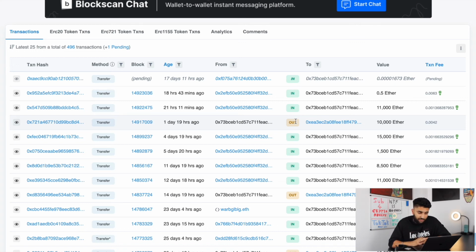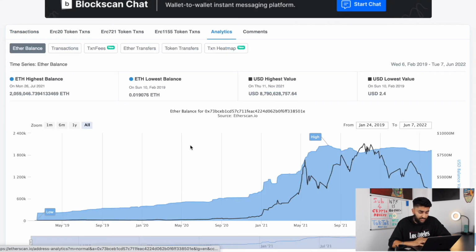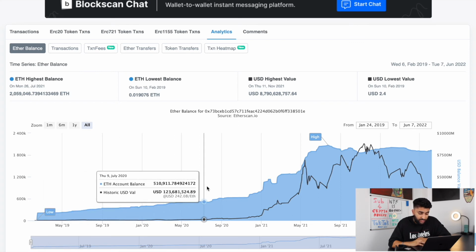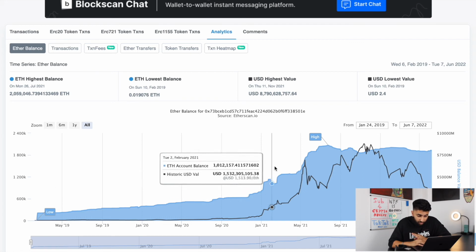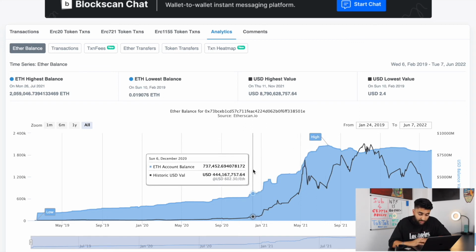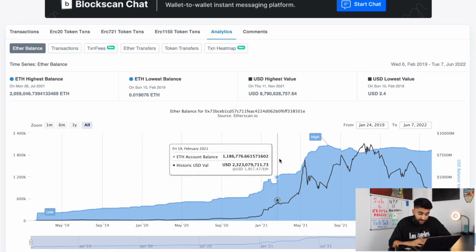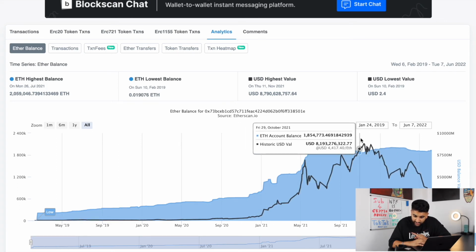Now this might look like a lot of data to take in, and it is, but to make it easier we can go up here to the analytics tab, and this analytics tab shows us a graph of their holdings essentially. You can see here, between the end of 2020 all the way to summer of 2021, this wallet was going on a large buying spree of Ethereum, and you can see that in the graph plain as day. And what we see now is they're not buying.